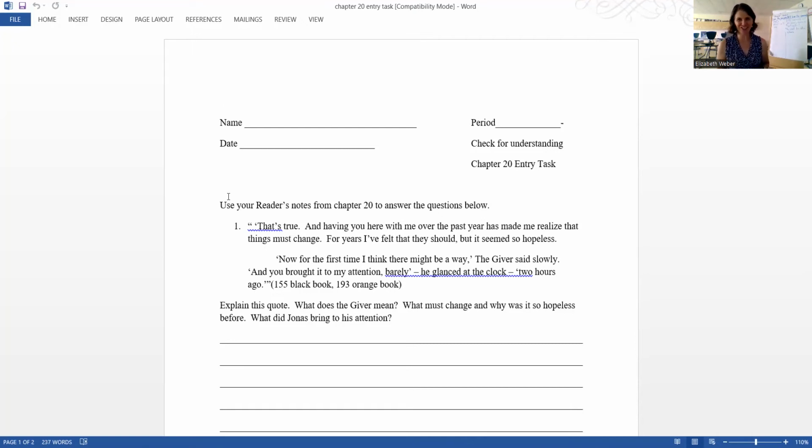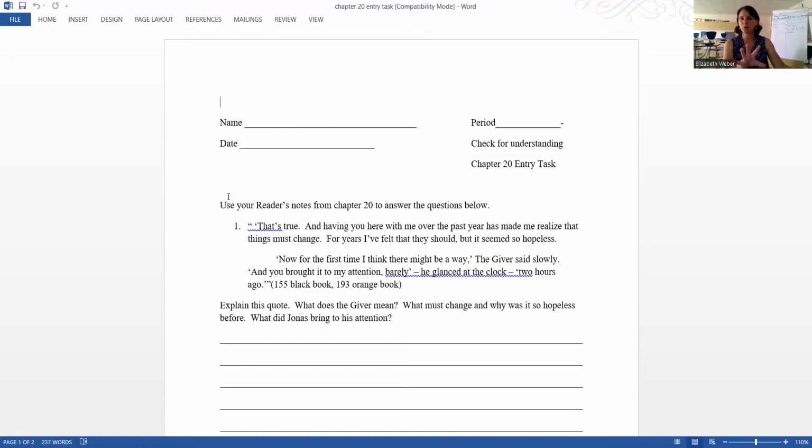I'm not actually sure we have our reader's notes as you would think of them. I think in chapter 20, we focused just on this chart, and I'm not sure how much that chart is really going to help you. So really what I'm going to be asking you to do is look back in the book. And I do give you page numbers for both books, the black book, and I call the other one the orange book, which is, I guess the side is orange. Okay, the front is kind of gray.